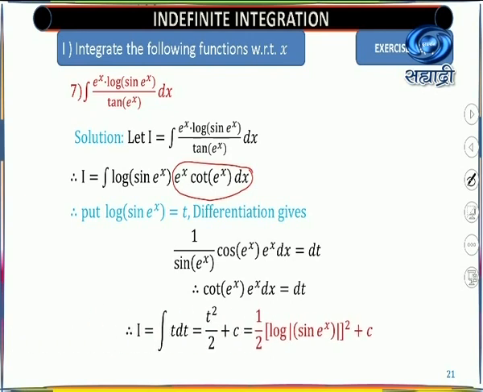So what will be the value? The value says I equal to the integral of t dt. As usual, this is t square upon 2 plus the constant of integration. So half we take as it is, and whatever is the t value, you have to replace here, which gives you half of log of mod sin e raised to x, bracket square, which is your final answer for this 7th question.